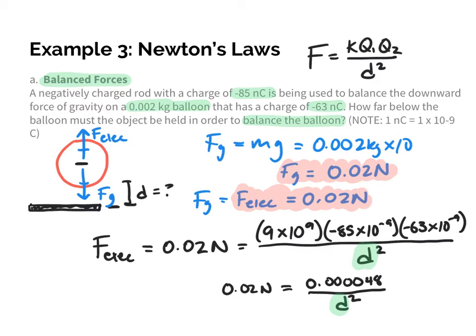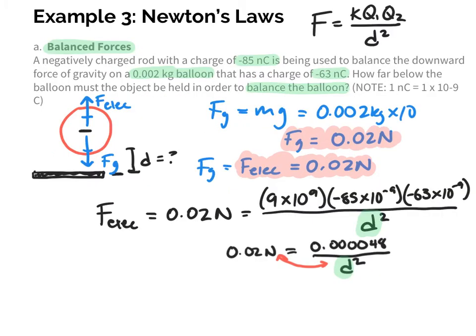So algebraically, there's a quick way to do this. In order to solve for distance, I've got to get it out of the denominator. That means I'm going to have to take that whole distance squared part and multiply it across. So what I'm going to do quickly is swap those two things out. I'm going to switch the force and that distance. By doing that, I'll get the distance squared equals that value of 0.000048 divided by that force of 0.02 newtons.